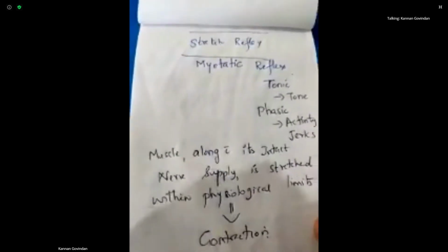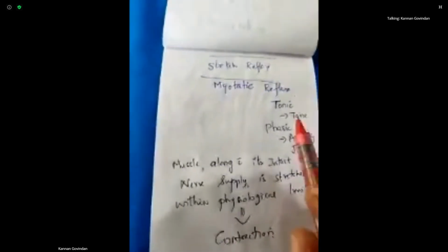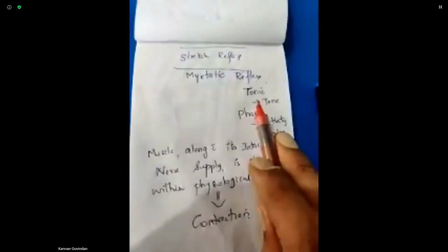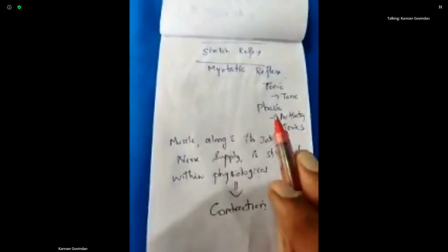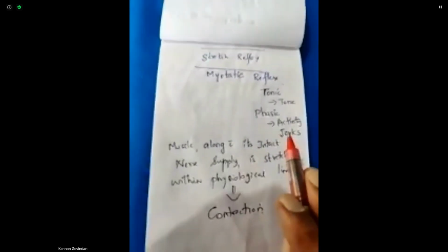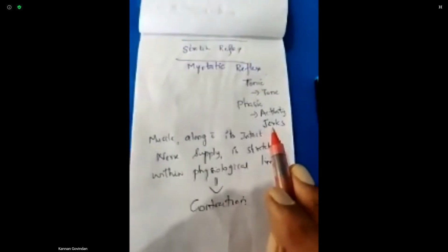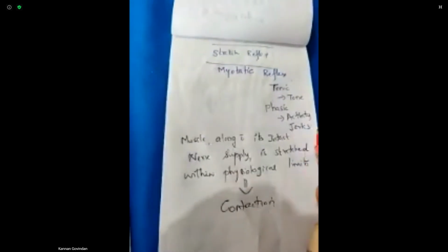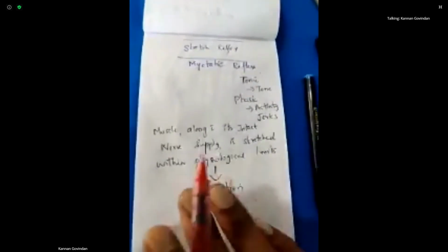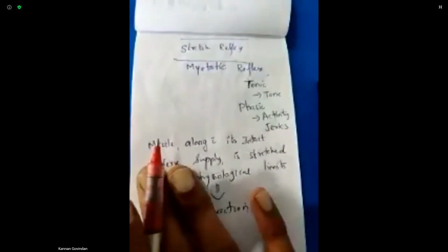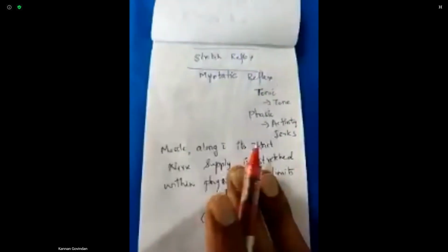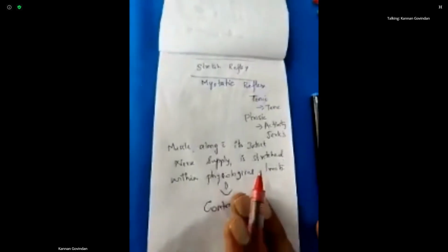Now coming to stretch reflex. Stretch reflex is otherwise called the myotatic reflex. We have two types of stretch reflex. The tonic stretch reflex regulates the muscle tone. The phasic stretch reflex is seen during muscle activity, while you are eliciting the tendon reflexes. Again, this is a definition: whenever a skeletal muscle, along with its intact nerve supply, is stretched within physiological limits, the muscle contracts.